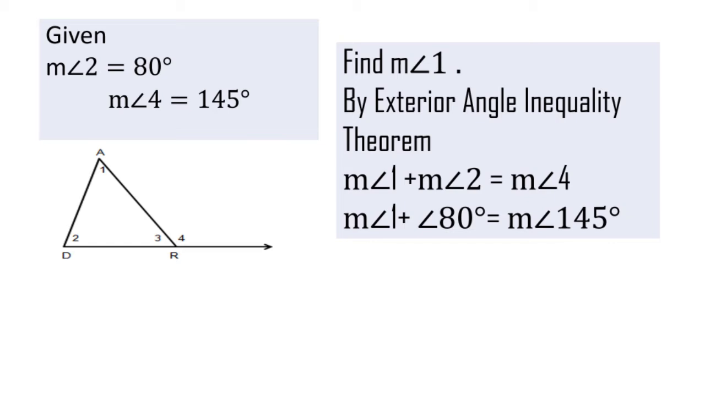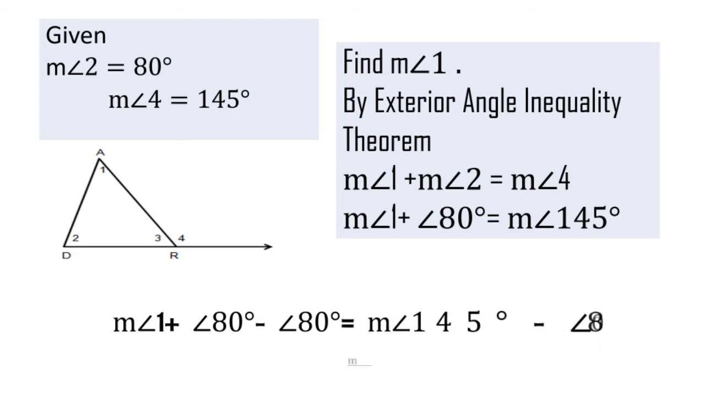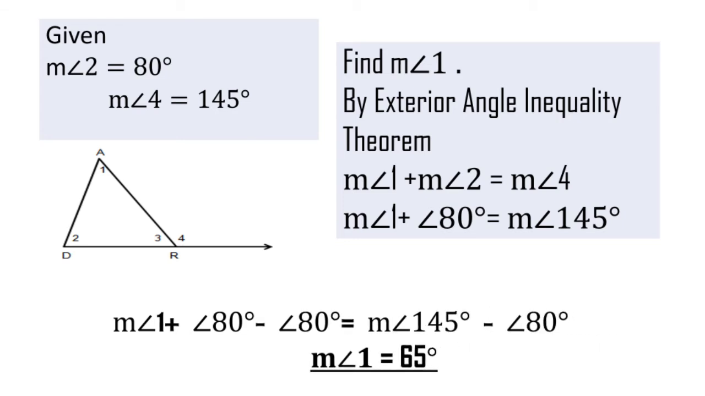By exterior angle inequality theorem, measure of angle 1 is equal to measure of angle 2 plus measure of angle 4. Measure of angle 1 plus 80 degrees is equal to 145 degrees. Measure of angle 1 plus 80 minus 80 degrees is equal to 145 degrees minus 80 degrees. By addition property of equality, measure of angle 1 is equal to 65 degrees.